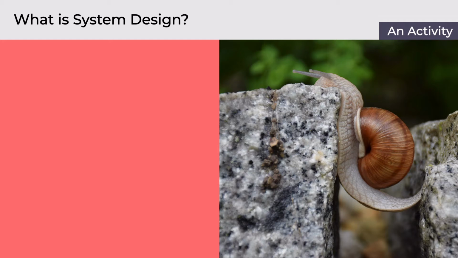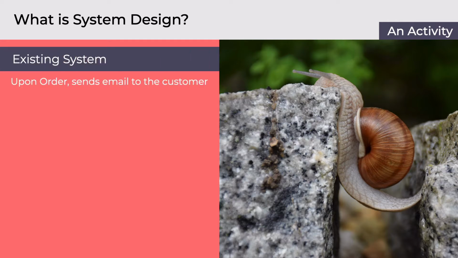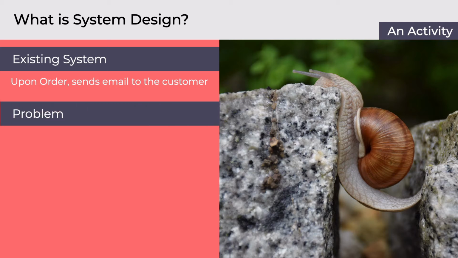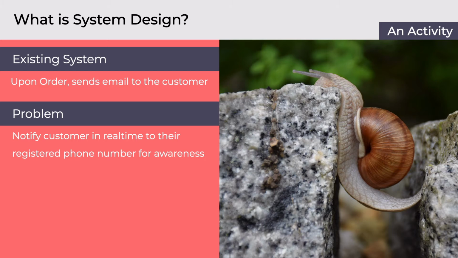In order to better understand this concept, let's take a hypothetical example. Let's say we have an existing system. It's a retail e-commerce website, and our customers can submit orders online. One of the components of the system is the email service. The email service sends out an email to a customer when the order is placed on the website. Our problem is that upon placing the order, we want to notify the customer in real time by sending them the order confirmation to the registered mobile. This feature will enhance the customer experience, and this is the new system that we want to build.